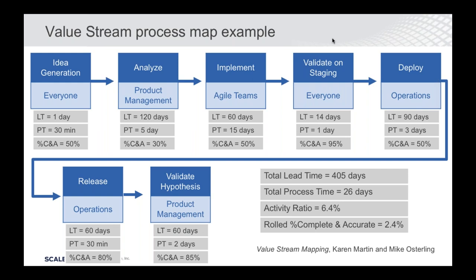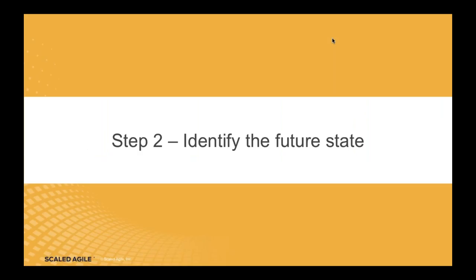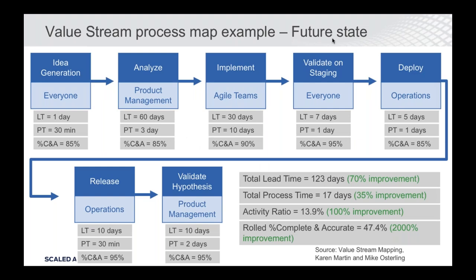So getting people to start mapping what the current state is is very important. A lot of people are not even aware of the current state, and they have to go out and really get this data. What's the complete and accurate rate? What is the lead time? What's the process time? And really building this out. So this is the first thing. You need to identify what's the current state. Then you can identify the future state. Well, here's where we want to be. We want to be, and it doesn't have to be a future state.